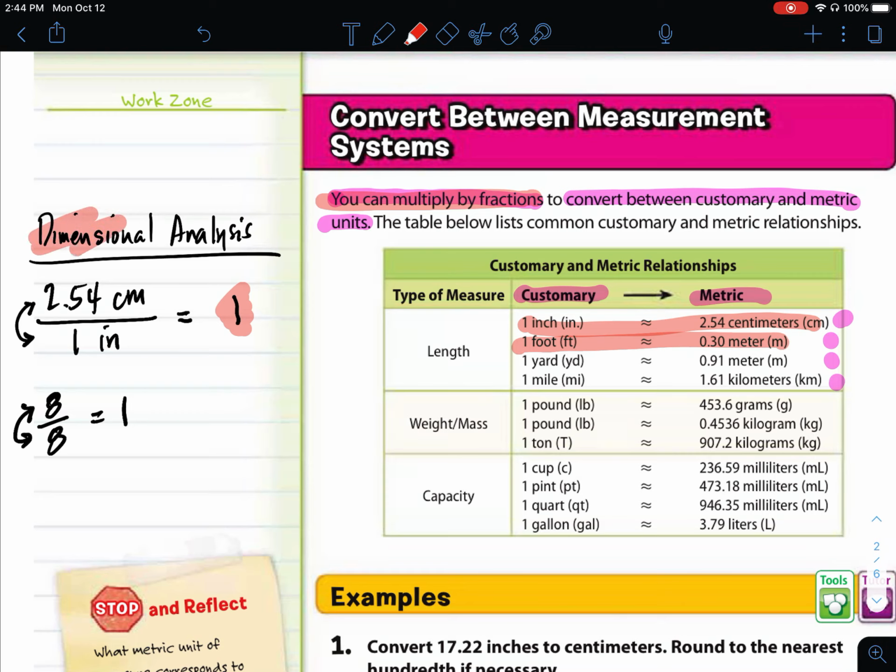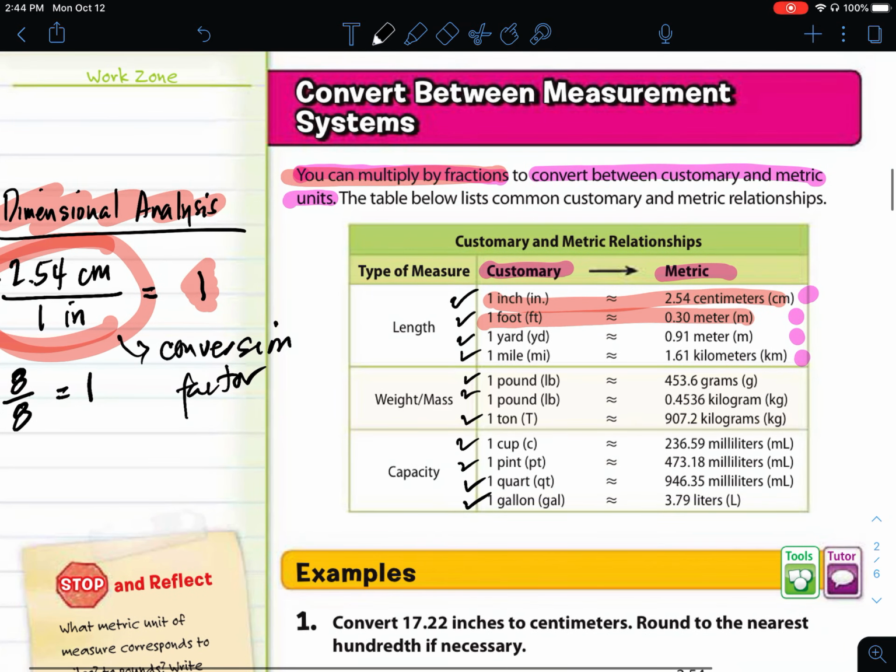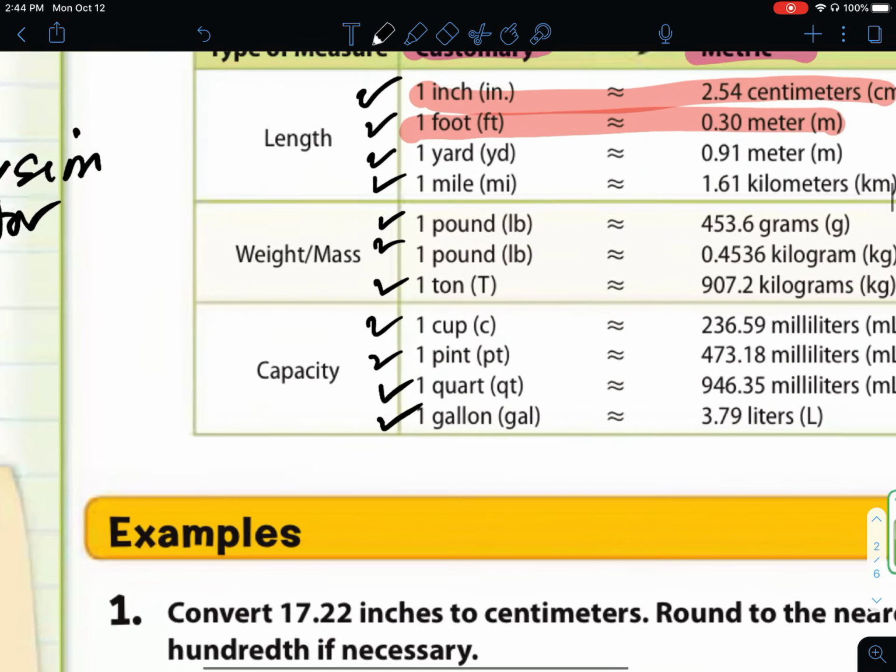So we know what dimensional analysis is. We know that the conversion factor is always equal to 1. We call this the conversion factor, and all of these that we looked at are conversion factors when we want to convert from customary to metric or metric to customary systems. Let's take a look at example one and see how our dimensional analysis works.